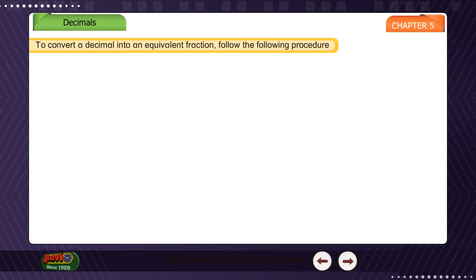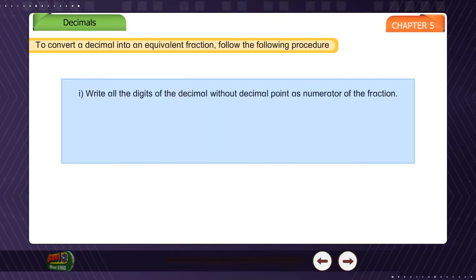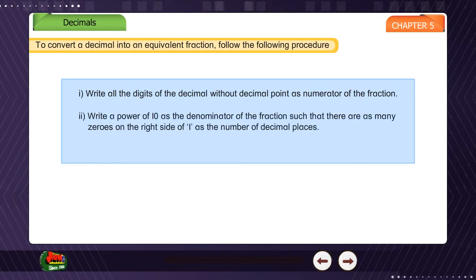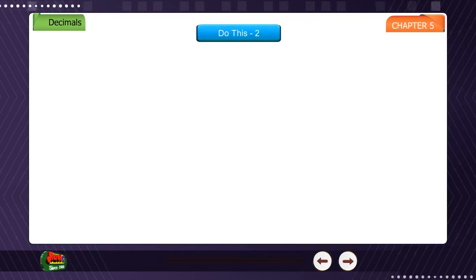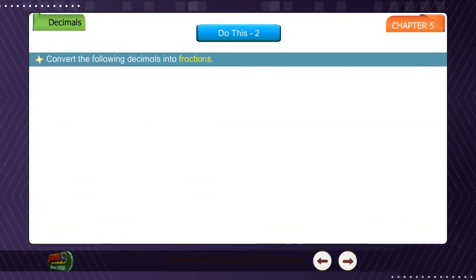To convert a decimal into an equivalent fraction, follow this procedure. 1. Write all the digits of the decimal without the decimal point as the numerator of the fraction. 2. Write a power of 10 as the denominator of the fraction such that there are as many zeros on the right side of 1 as the number of decimal places. 3. Reduce the fraction to its lowest terms if possible. Do this. 2. Convert the following decimals into fractions. Problem solving.